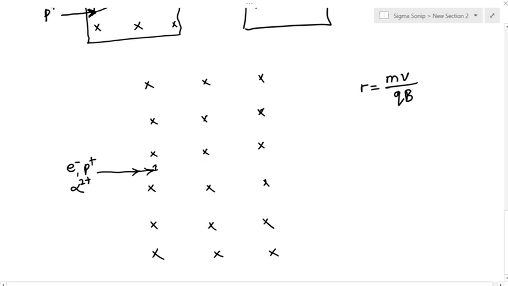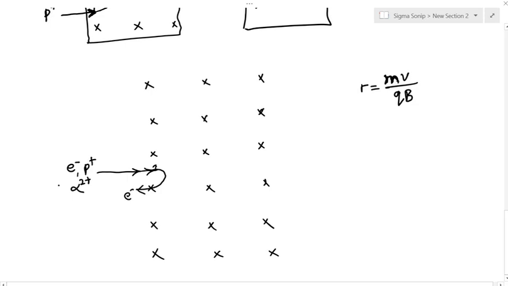Now we need the radii. We are assuming that the velocity of all three particles is the same. In the case of electrons, because the electron is almost 2000 times lighter than the proton, the mass is very small, so the electron's radius here would be very small. So I will just draw it. That's our electron going like this.